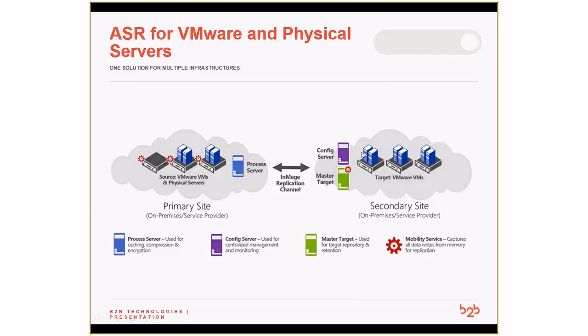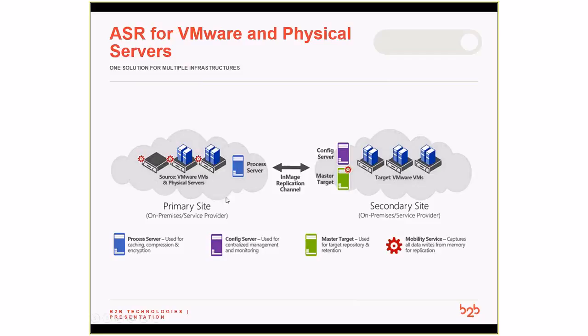The config server we see here is the role that runs at the secondary site. This is responsible for maintaining replication policies, replication status, and health reports. There's also a master target role at the recovery site. That role acts as a repository for all the replicated data and the change journals as well.